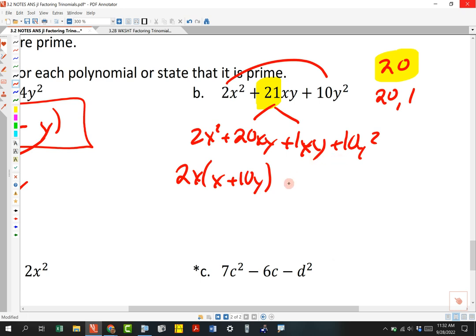A y. I am going to take out a y. What else? And a 1. What kind of 1? Positive. A positive. Okay, so make sure you write that. So if we take out the y, we're left with an x plus a 10y.